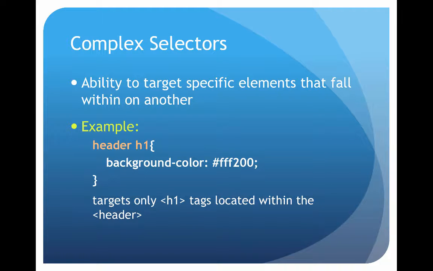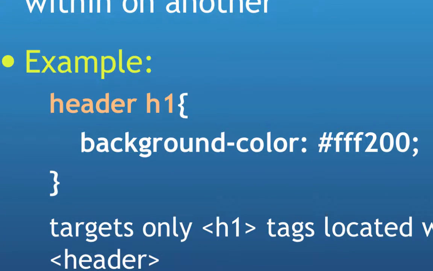And finally, we have what are called complex or compound selectors. This gives us the ability to target really specific elements that fall within one another. So for example, in this case, if I only want to affect the H1s that appear in the header, what I do is I indicate that I'm looking for the element selector of header and the element selector of H1. This is collectively considered one selector because there's no comma in between it.